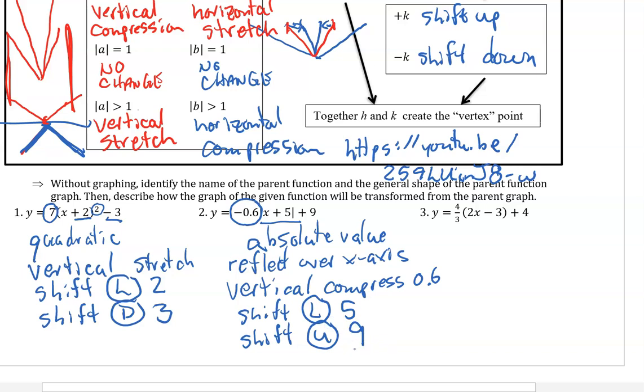Feel free to put these in your calculator. Put in the base function, the parent function, and then, instead of removing that first function, put in the new one on the same graph. So for this one, you'd put in absolute value of x, graph it, and then put this one in as y equals and hit graph, and you'll see both of them on the same grid, and you can see what's really happening.